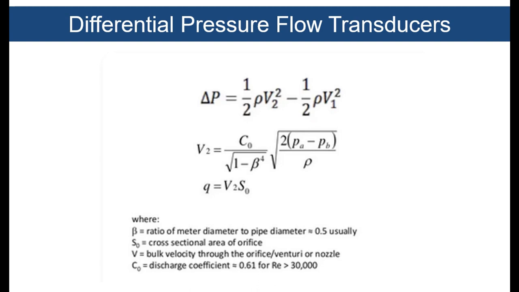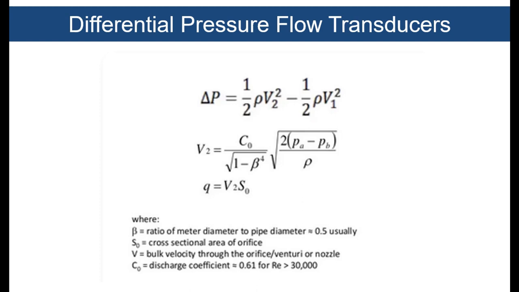So this is the typical equation: delta P, that is the change in pressure, equals half of rho V2 square minus half of rho V1 square, where V2 is equal to C0 by root of 1 minus beta to the power 4, whole rooted of 2 times pressure A minus pressure B upon rho, and Q is equal to V2 S0.